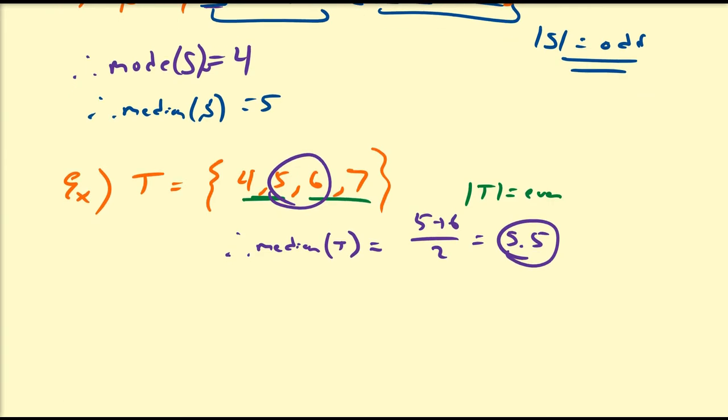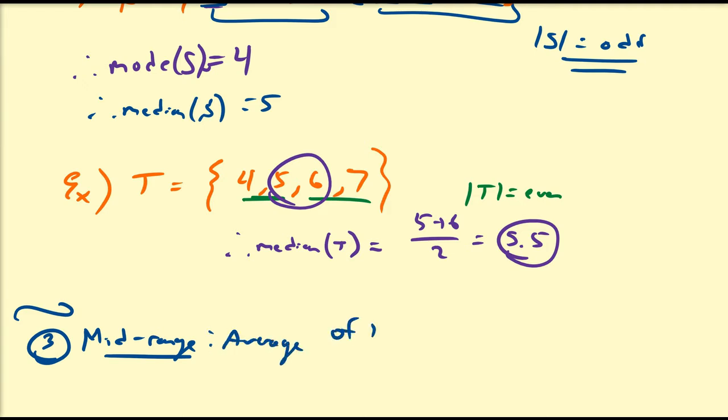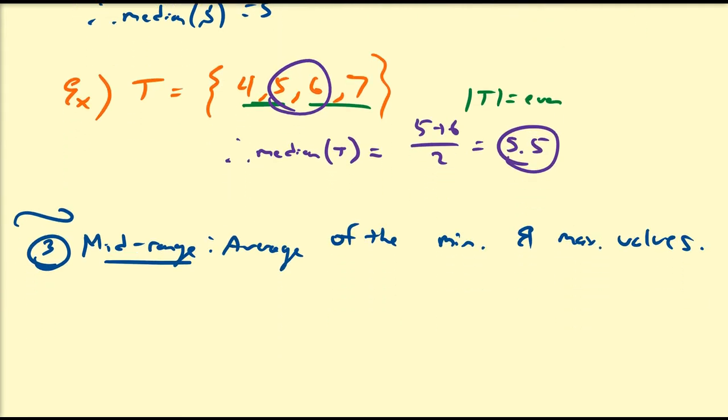Let us introduce the other two measures of central tendency. The third is what we refer to as the mid-range, and the mid-range is the average of the minimum value and the maximum value. If we use this example T, the mid-range of T is equal to the average of what two numbers? The minimum of the set is 4 and the maximum of the set is 7.